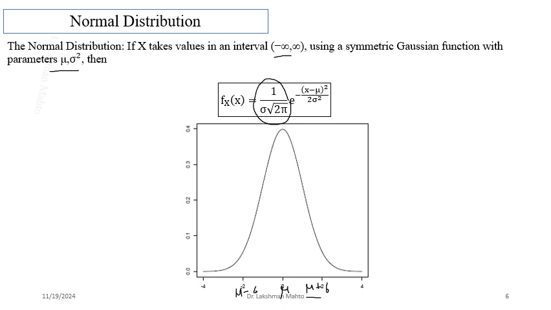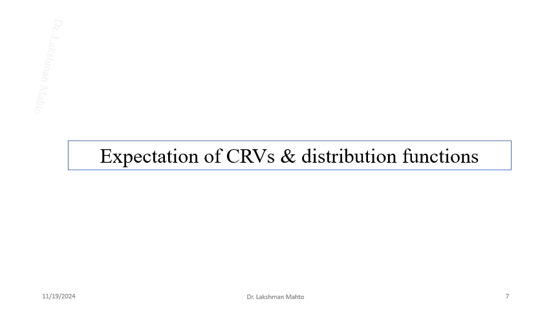The mean is this symmetric midpoint. So if someone asks what the mean, the median and the mode of a symmetric distribution or normal random variable are, they are the same. All three points would be the same here.